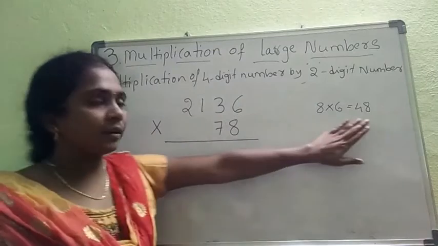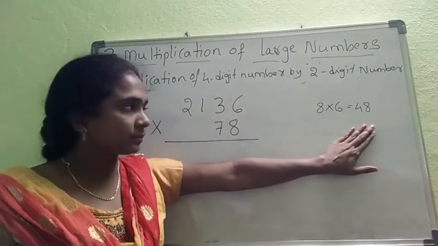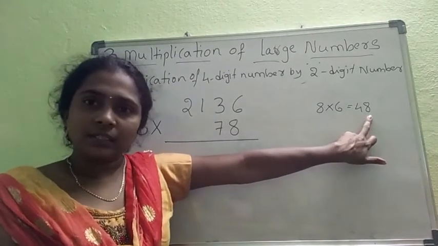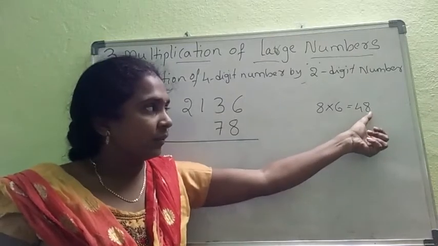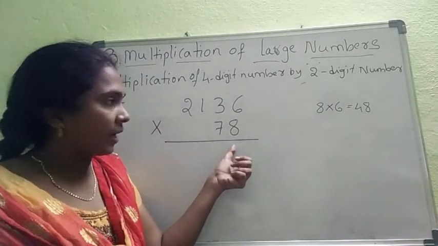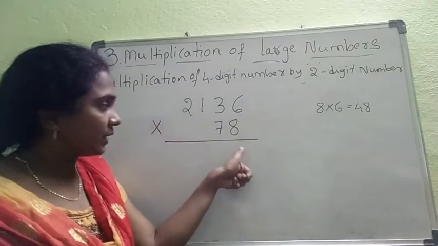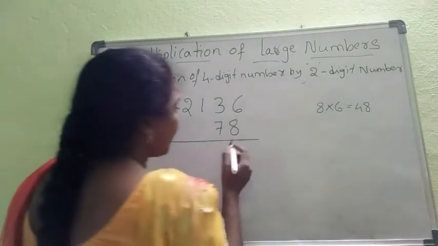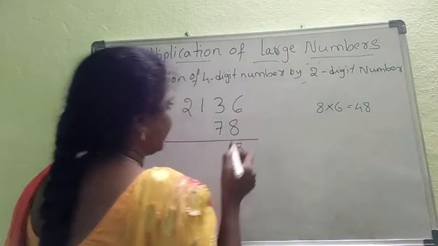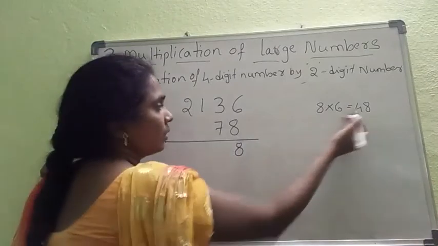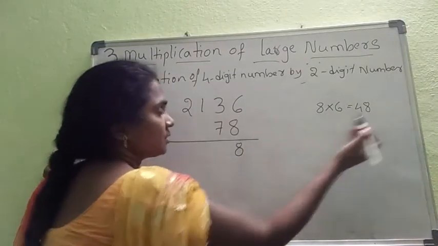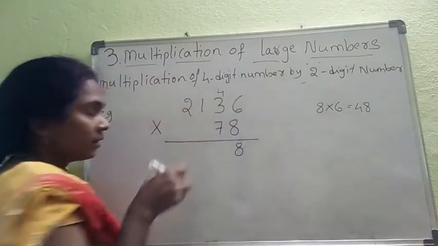What is the value we got here? 48. See, 48 is a 2-digit number. So, we'll write only 1 digit here. That means the ones place digit we should write here. Then what is the value? That is 8. Next, the left value, that means the tens place digit 4, we will write as a carry.